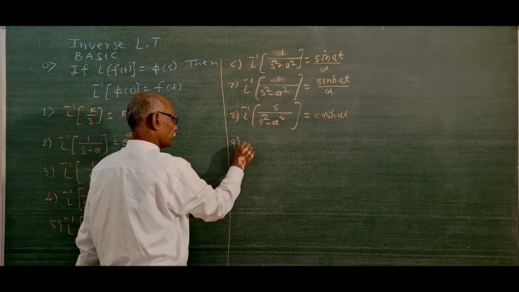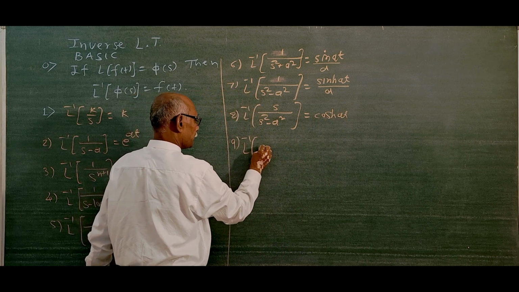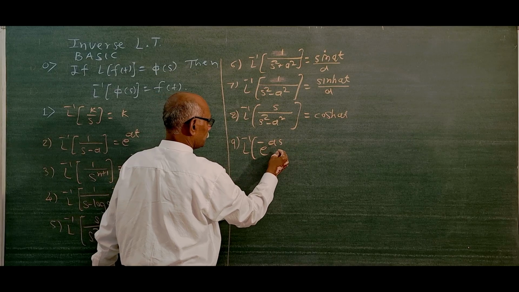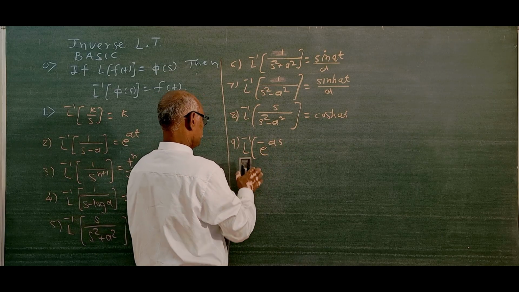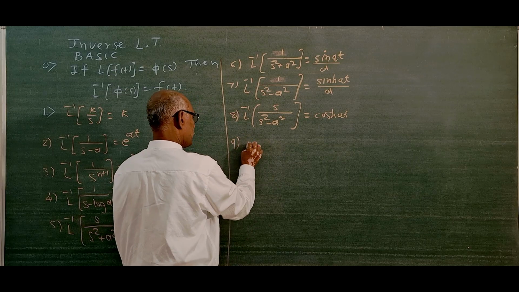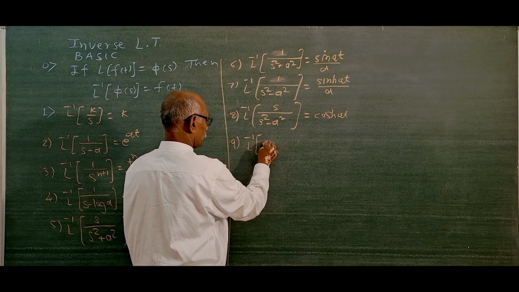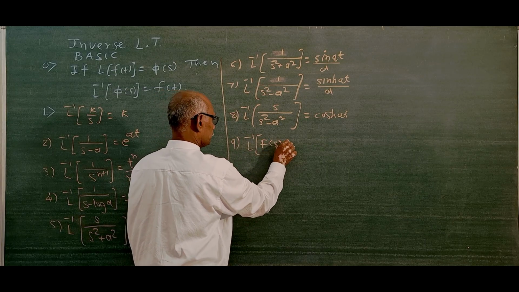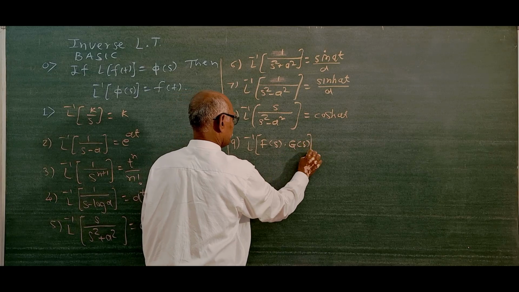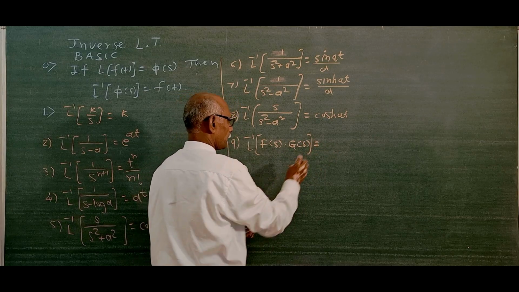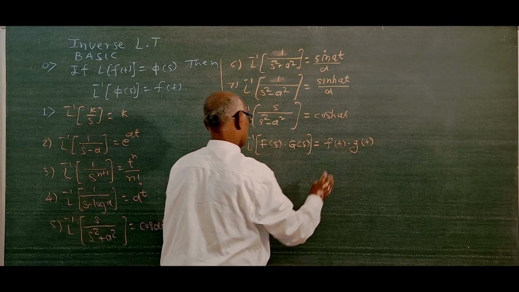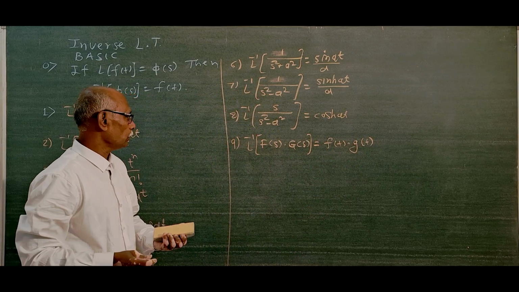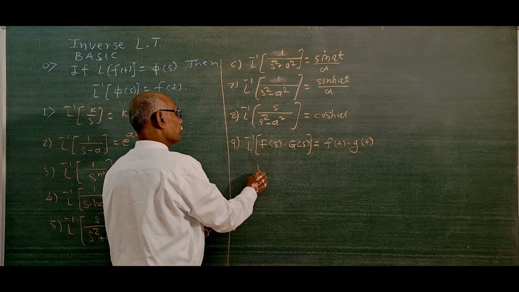Number 9, inverse Laplace of e to the power minus s into phi s, or we say that what we say is inverse Laplace of fs into gs, then that comes f of t into g of t. It is called convolution theorem in inverse Laplace transform. Okay, now we are writing properties.